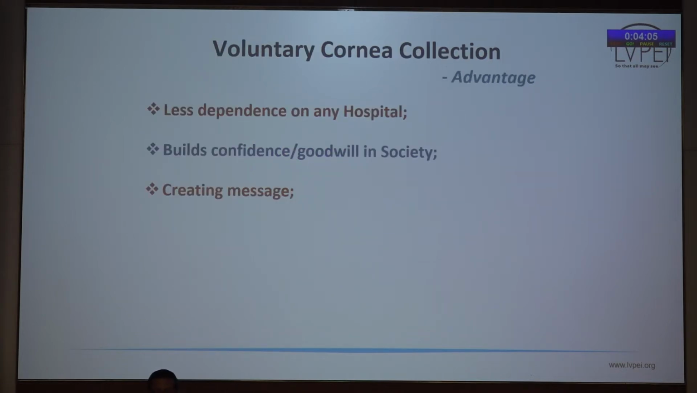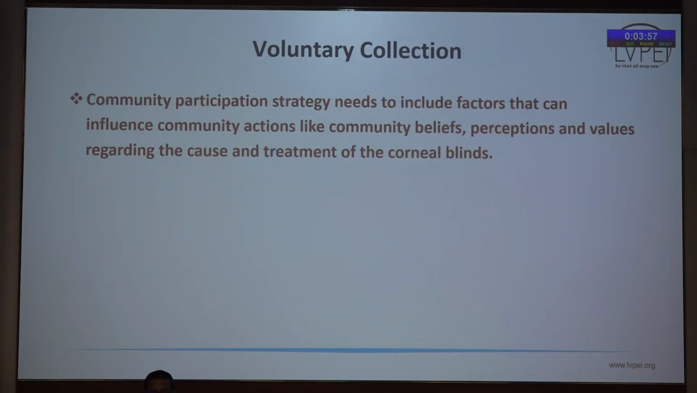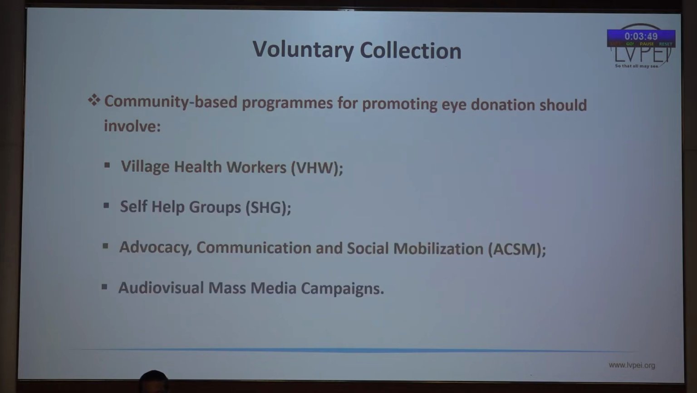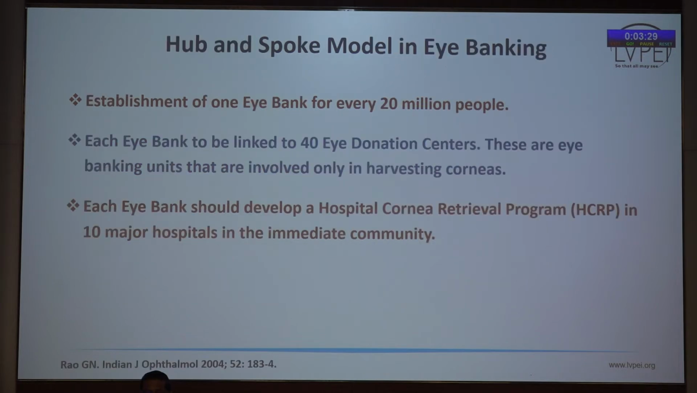So what are the advantages of voluntary cornea collection? We are less dependent on any hospital, and we develop goodwill in society. Again, it creates a message. In a voluntary organization, you are dependent on community leaders, many NGOs, self-help groups, but there is a limiting factor. Sometimes they are over-enthusiastic, they call you from a distance of 200 kilometers. They need to know the limitation of the eye bank. They cannot go beyond that. The eye bank has to decide depending on the road. So in our place, I keep a 50 to 60 kilometer radius so that people can go and collect.